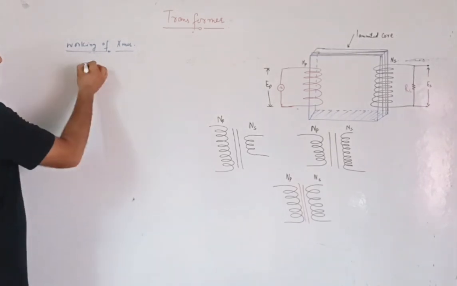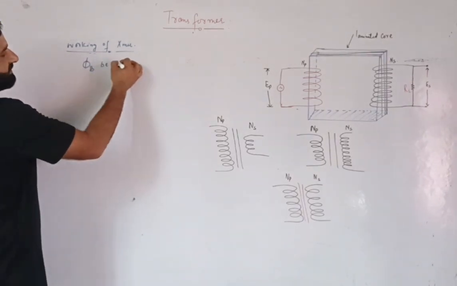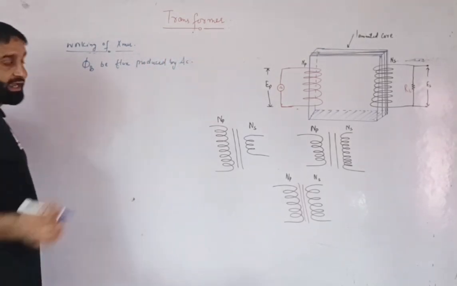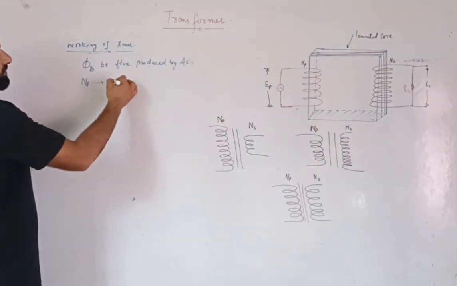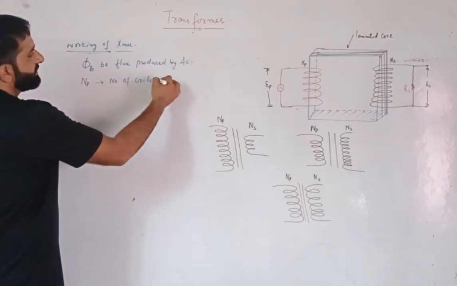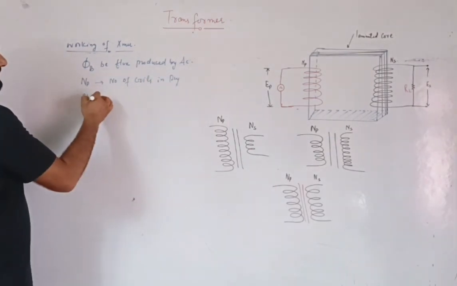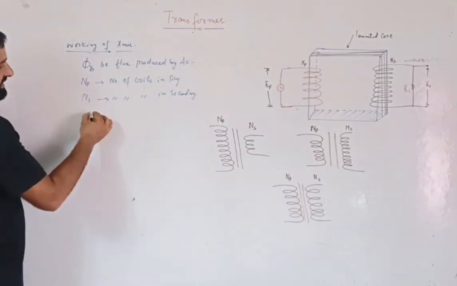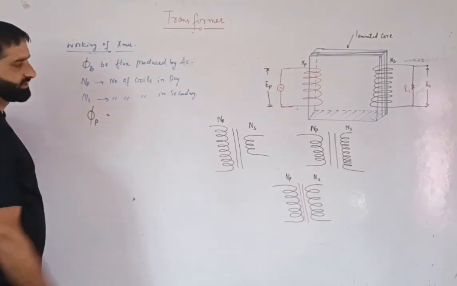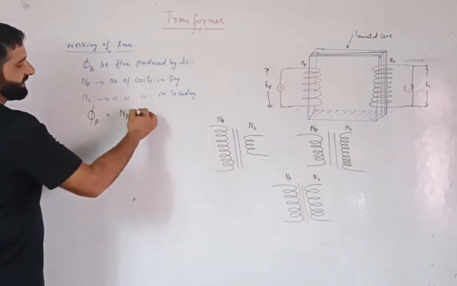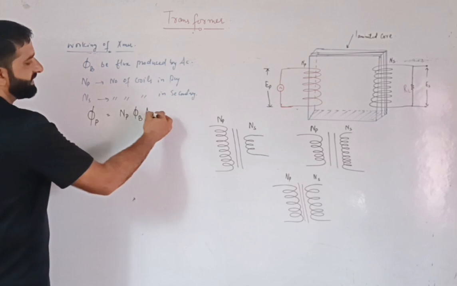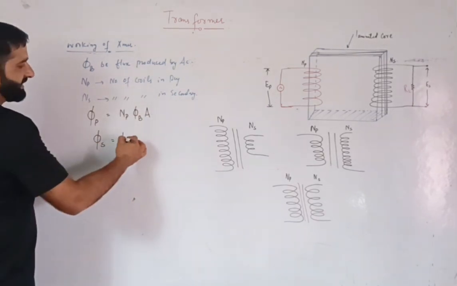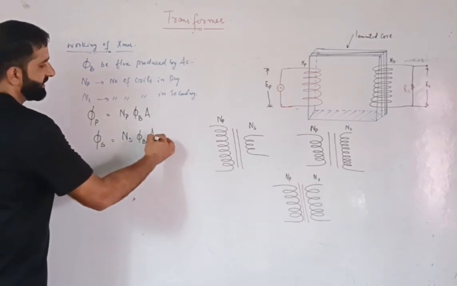Now let phi be the flux produced by the AC, and NP be the number of turns in the primary, NS the number of turns in the secondary. Let phi P be the flux linked with the primary. That is equal to the number of turns of the primary, NP, times the magnetic flux phi B, times A, the area of the coil. Similarly, phi S is the flux linked with the secondary, that is equal to NS phi B into A.